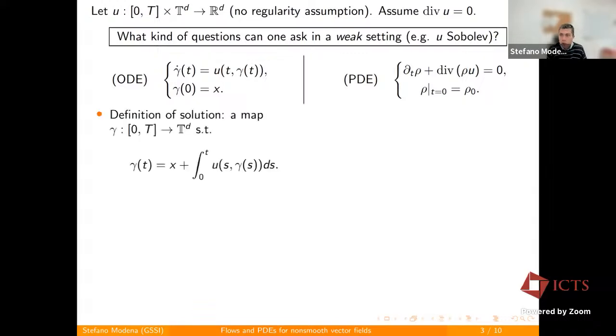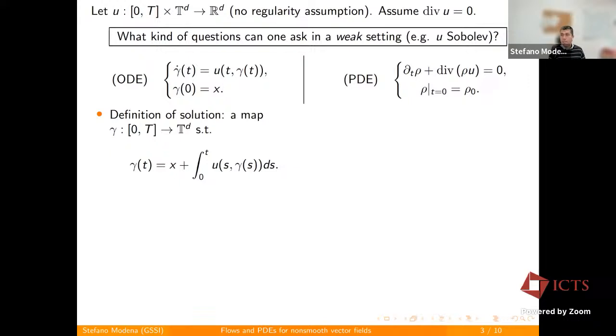Well, for me, a solution will be essentially a solution in the integral sense. So I map a function of time with values in T^d, a curve on our domain, on our flat torus, which satisfies the ODE in the integral sense: gamma of t equals x plus the integral from 0 to t of the vector field integrated along the solution. So this is the definition of solution. And then, now that we have a definition, what kind of question can we ask?